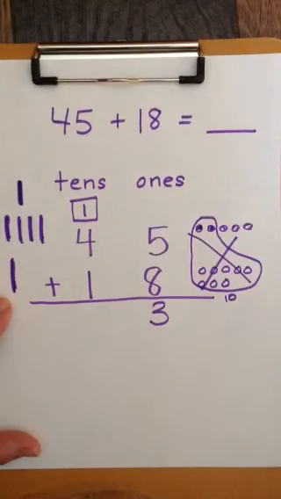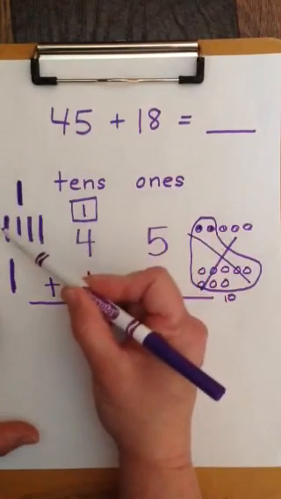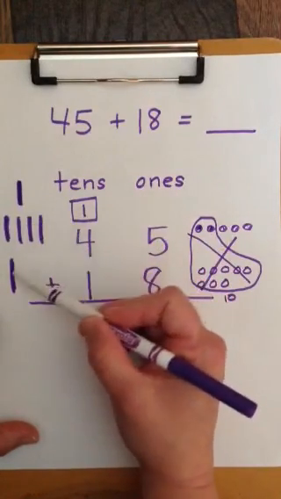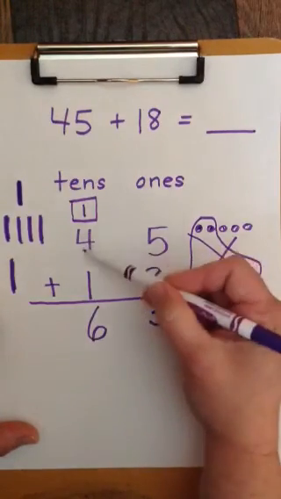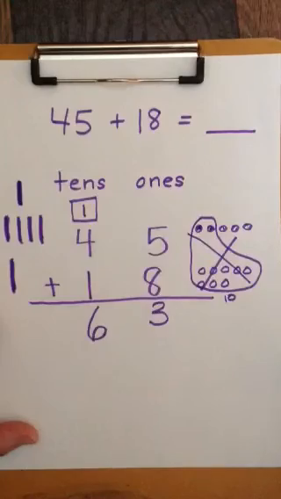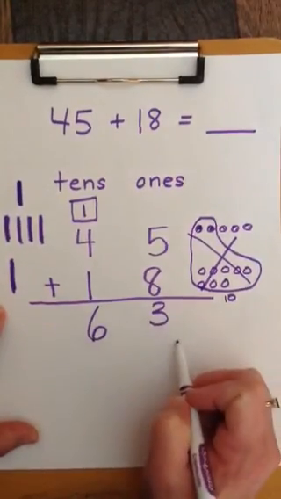Okay, let's count now the tens column. 1 10, 2 10s, 3 10s, 4 10s, 5 10s, 6 10s. 1 plus 4 is 5, and 1 more would be 6. So 45 plus 18 is 63.